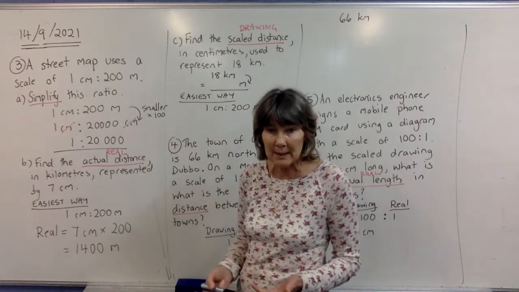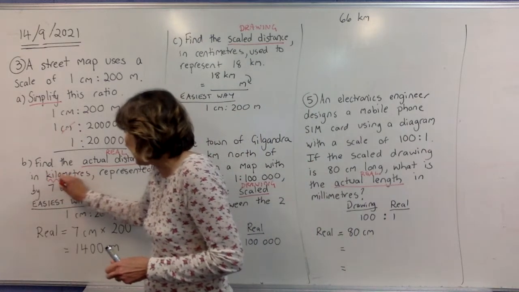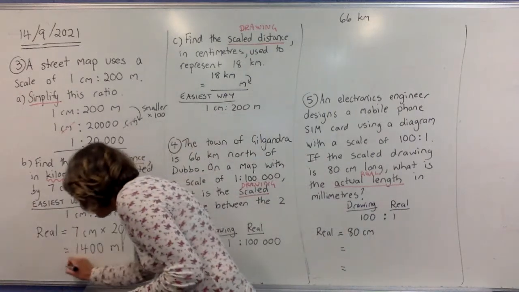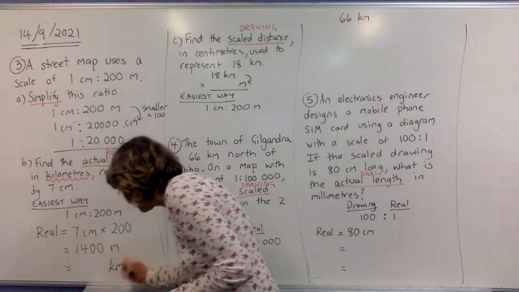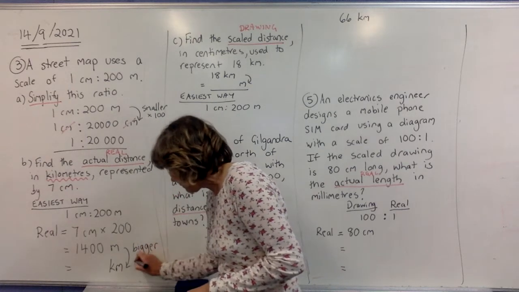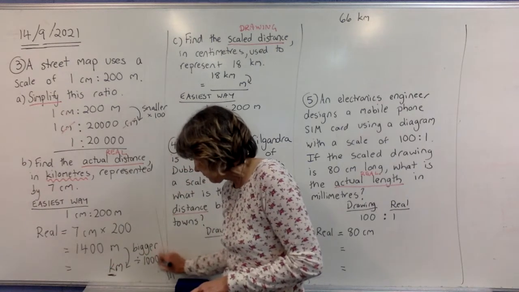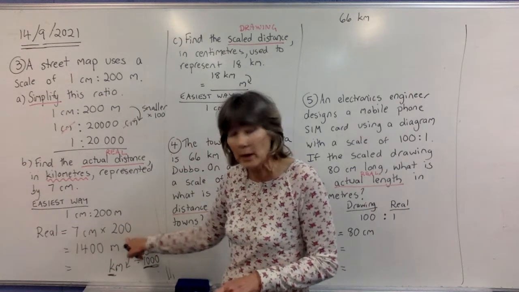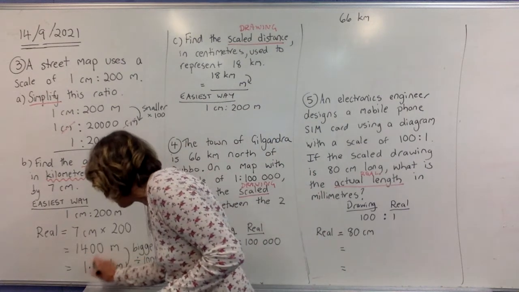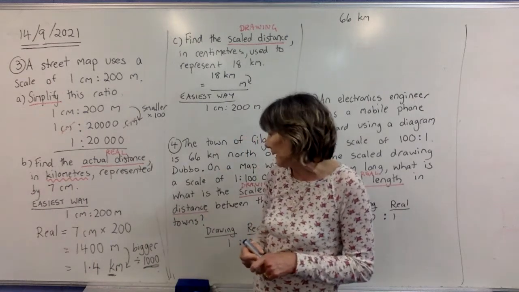That would normally be acceptable as an answer. However, they want the answer in kilometres. So we're going to convert metres into kilometres. We're going to a bigger unit, so we're going to divide, and kilo is 1,000. So we're going to do 1,400 divided by 1,000, and you get 1.4 kilometres, and that's the answer they want, because they told you to put it in kilometres.